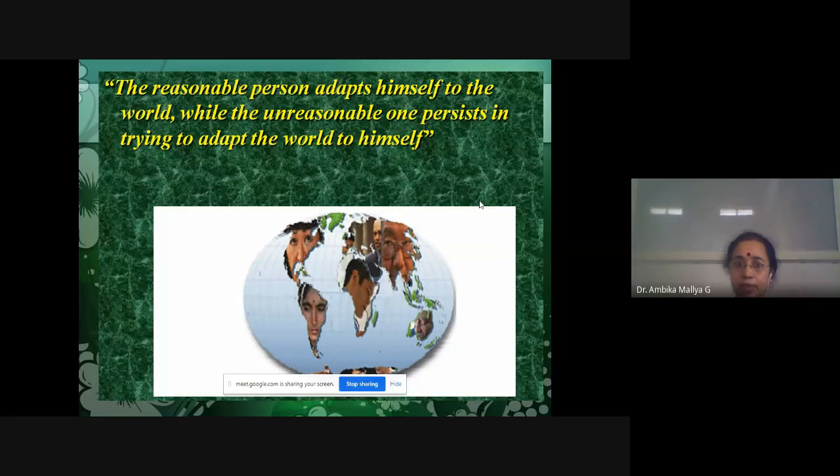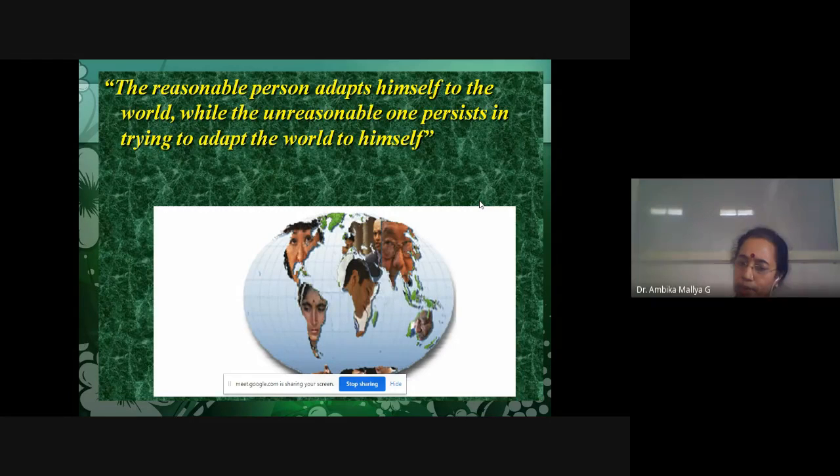And I even gave the differences between adapt and adopt, which students use interchangeably, but which are two different words. This is for those who joined late. To adapt is to try to go along with the flow, to mold yourself to any given situation, whereas to adopt is to make someone your own. You adopt an orphan, or you adopt a stray cat or a stray dog. So there is a huge difference between the two words.